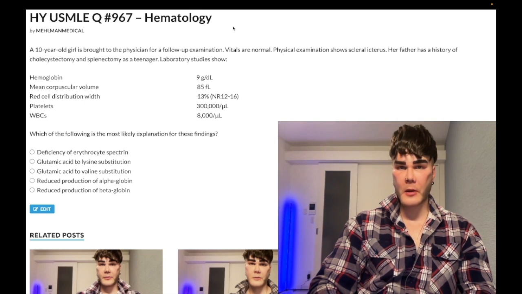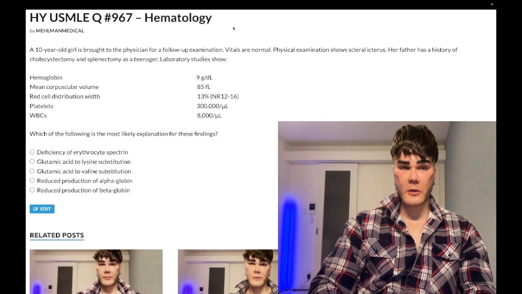Laboratory studies show hemoglobin low, 9 grams per deciliter, should be 13 to 17.5 in non-menstruating females, and males 12 to 17.5 menstruating females. MCV normal, 85, should be 80 to 100. RDW is normal. I'll explain that as we move through the question. Platelets normal, 300,000, should be 150 to 450,000. White blood cells normal, 8,000, should be 4 to 11,000. Question wants to know the most likely explanation for the findings.